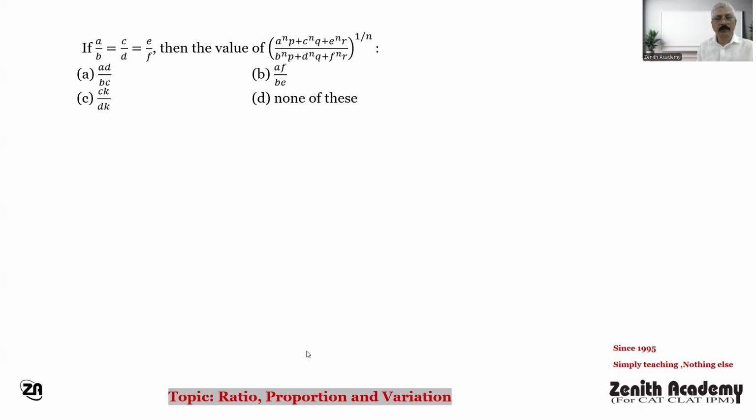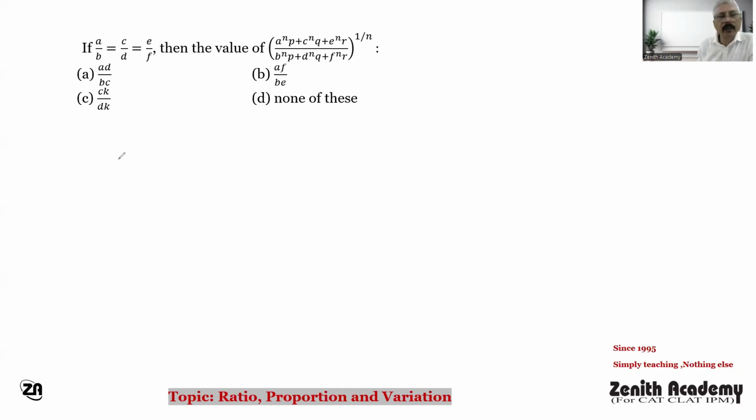In this question, A upon B is equal to C upon D is equal to E upon F. Then the value of (A to the power n into P plus C to the power n into Q plus E to the power n into R) over (B to the power n into P plus D to the power n Q plus F to the power n R), the whole raised to power 1 by n, is to be found out.